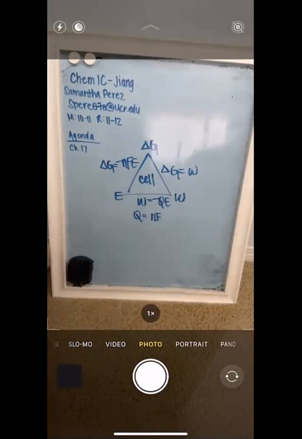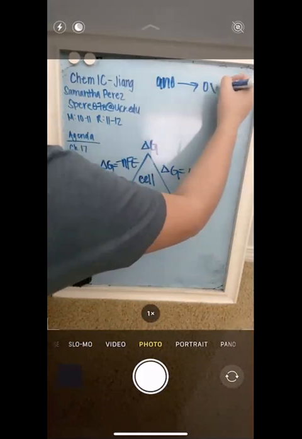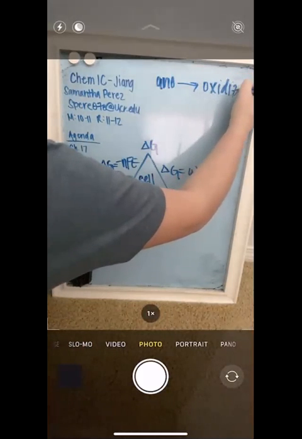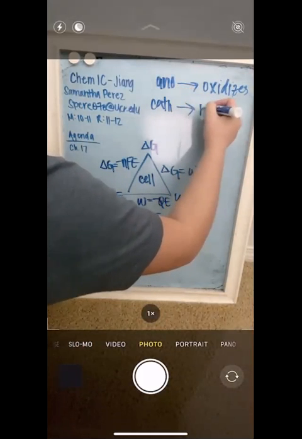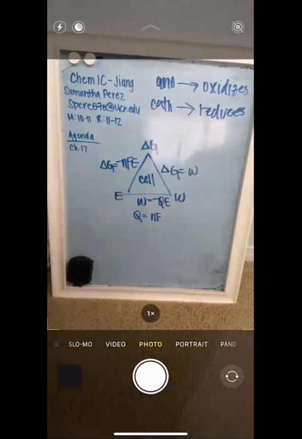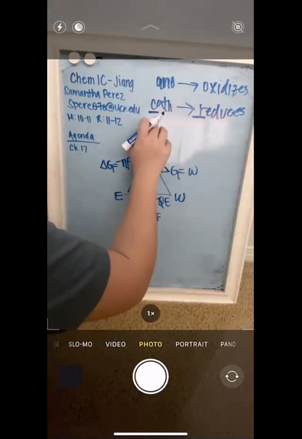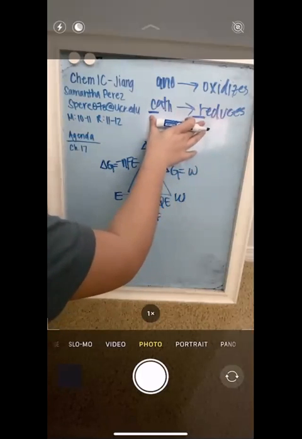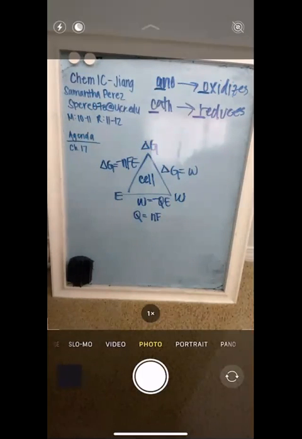As long as you know that, remember, anode oxidizes, cathode reduces. And if you remember from the last video, the trick I told everybody to remember this is that C and R are both not vowels, but A and O are both vowels. So they pair up together in that way, right? So you know that anode oxidizes, cathode reduces.